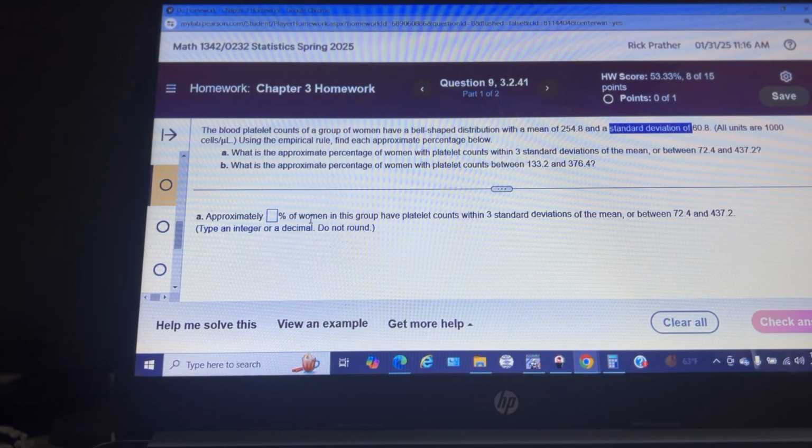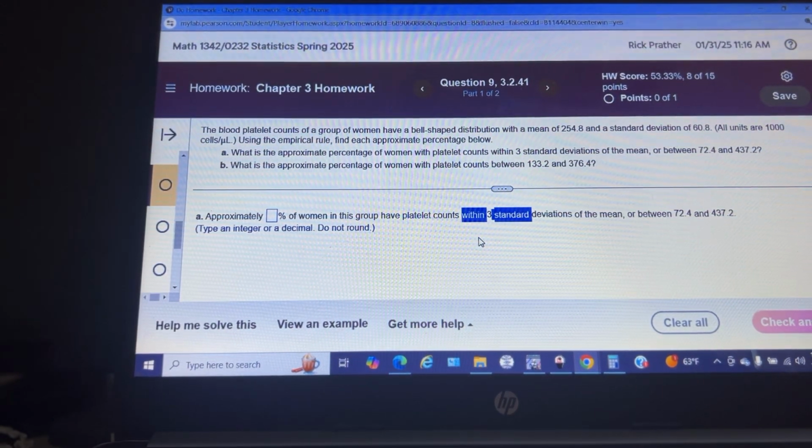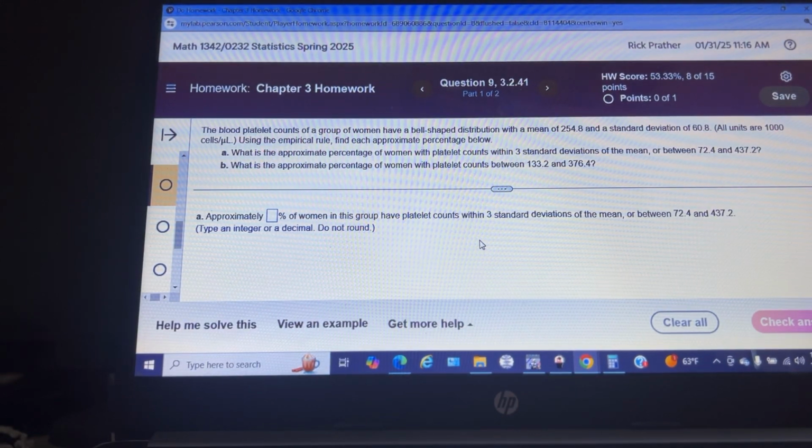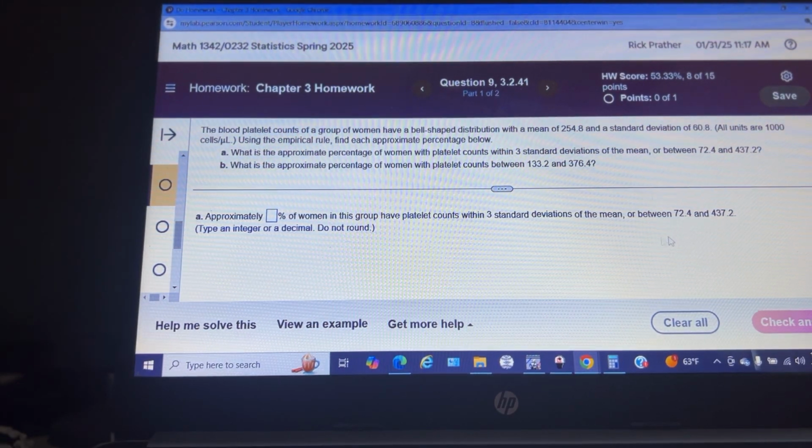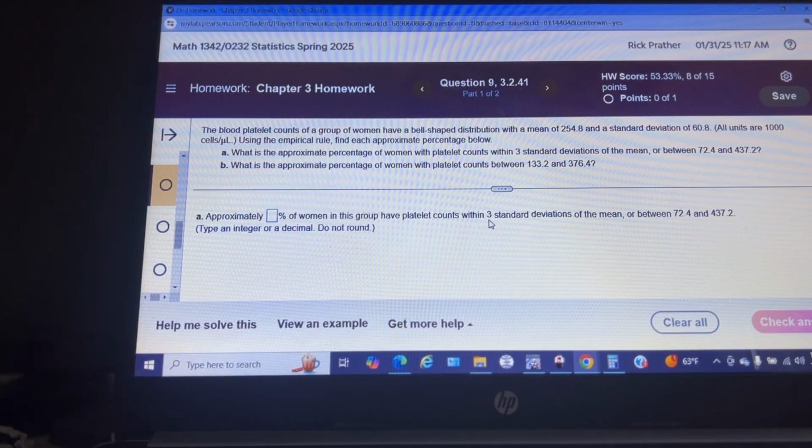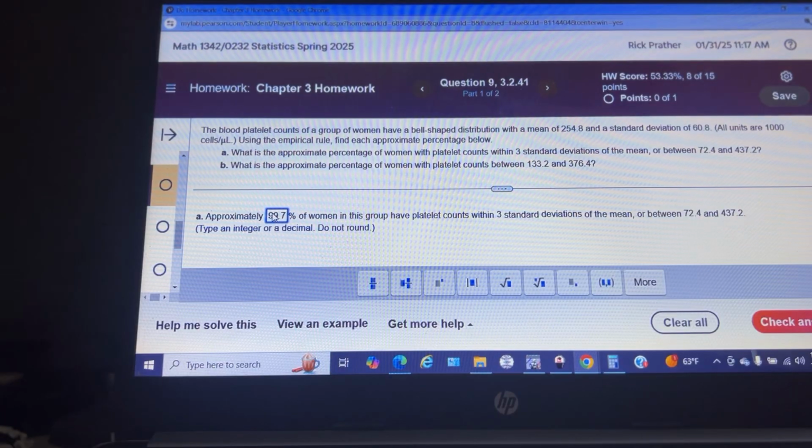Approximately what percent of women have blood counts within 3 standard deviations? If it says within or between, then it's either 68, 95, or 99.7. Now, I guess I could have answered this without drawing a graph because they literally said within 3. Usually they don't mention that, and they'll just say, what percent of women are between 72.4 and 437.2. So here they were nice enough to tell you within 3. As soon as you hear 3, you know that's 99.7 if you have those 3 numbers memorized.